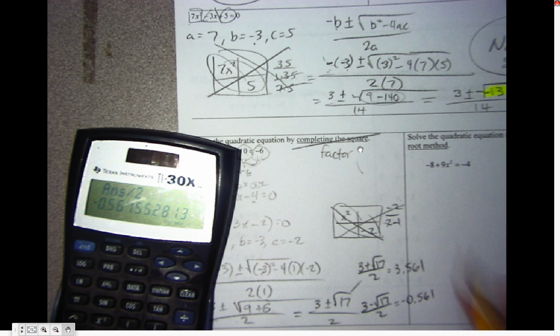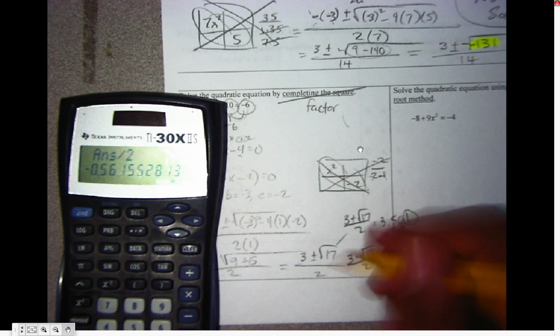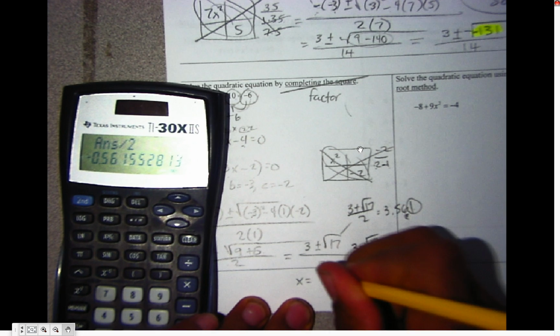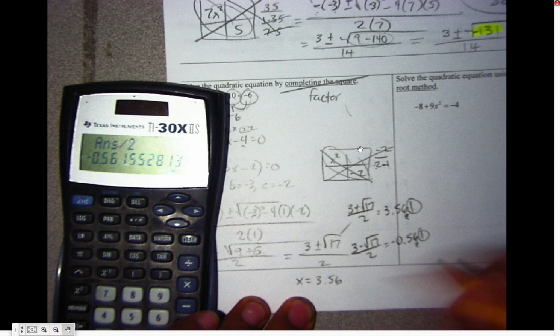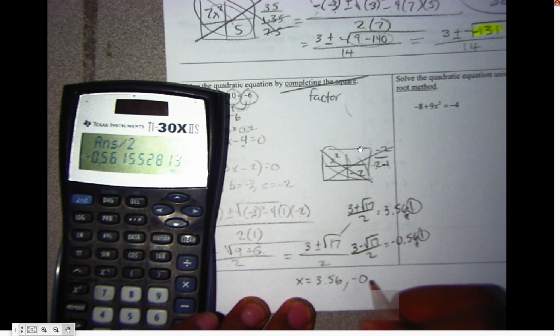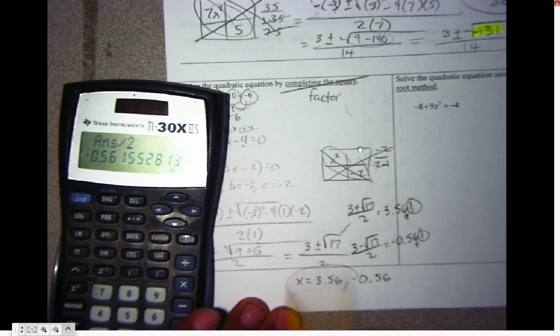0.561. Okay, so remember, we want to stop here at the 100th, the second number, and then look here. Now it's the same combination of numbers, so the 1 means the 6 will stay. So then I'm going to end up writing 3.56 and then negative 0.56.